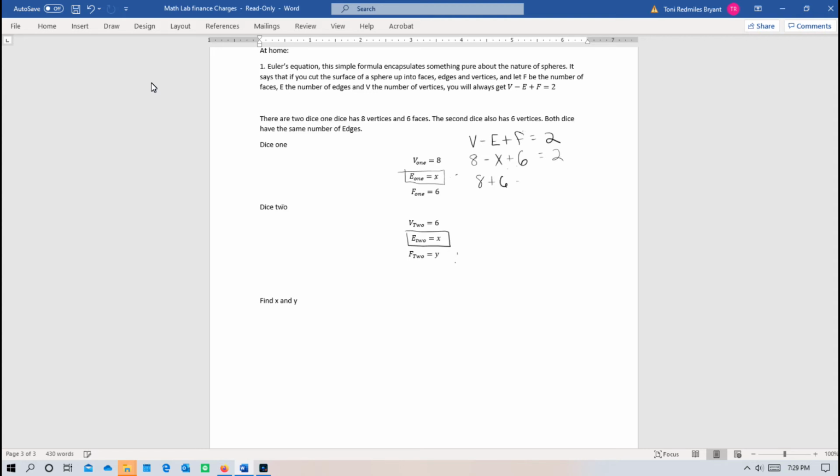Let's get our like terms together. That is going to be a 14. Going to subtract 14 from both sides, so I can get this negative x by itself, and that's going to be a negative 12. Got to divide both sides by a negative 1, and in the end, we're going to get 12. 12 edges. And if you pick up any standard 6-sided dice, you're going to find that there are 8 points, there are 12 edges, and 6 sides.